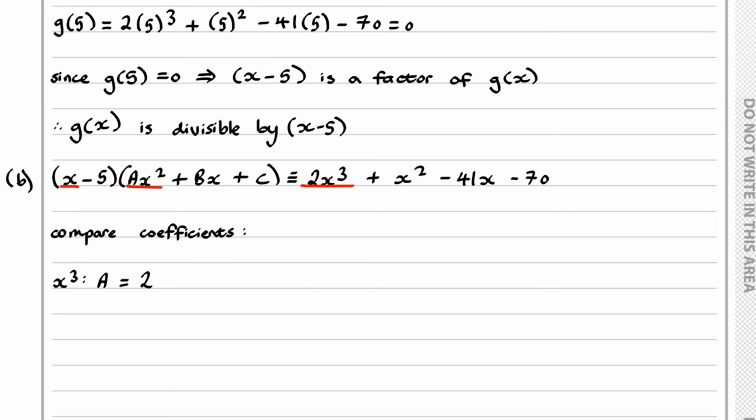And if we compare the x squareds, we'll do this in blue. We have this x multiplied by the bx, which gives an x squared term, so that therefore the coefficient of x squared would be b in that case. And then we also have this minus 5 being multiplied by this a. So we have b minus 5a, that will equal 1x squared. Okay? And we know that a is equal to 2, so we have b minus 5 lots of 2 equals 1, b is equal to 11.